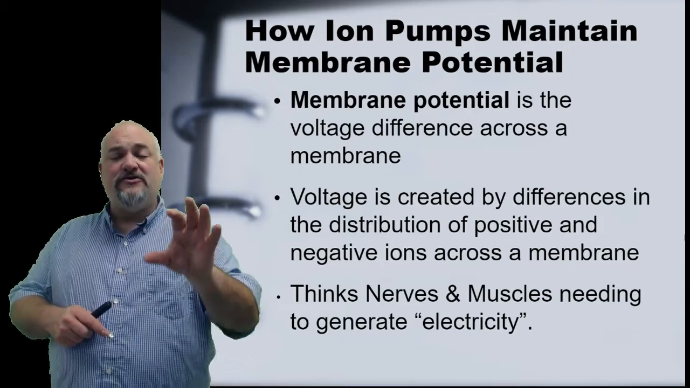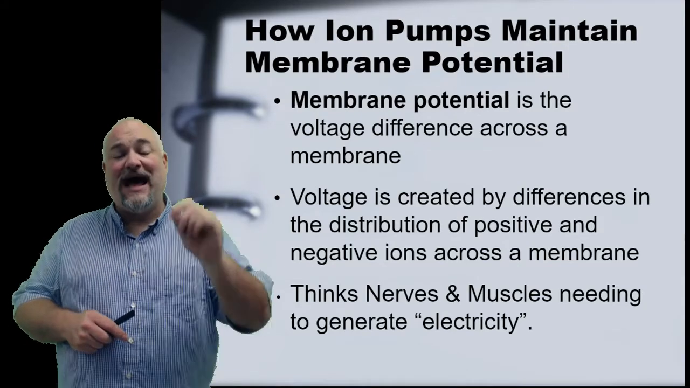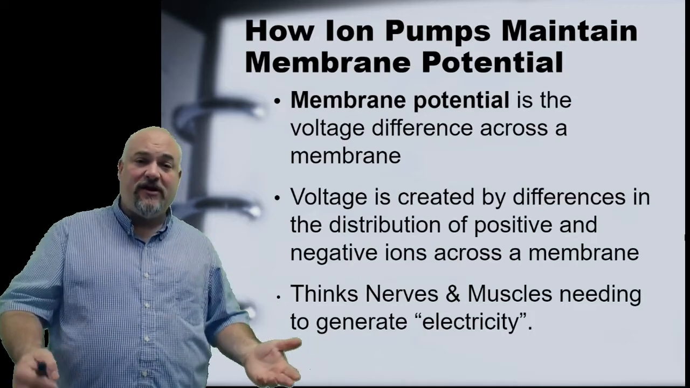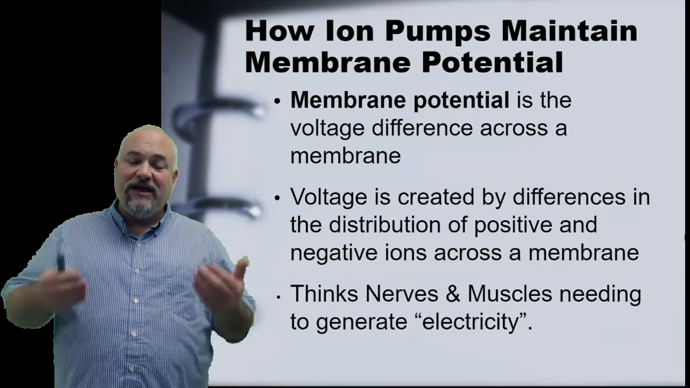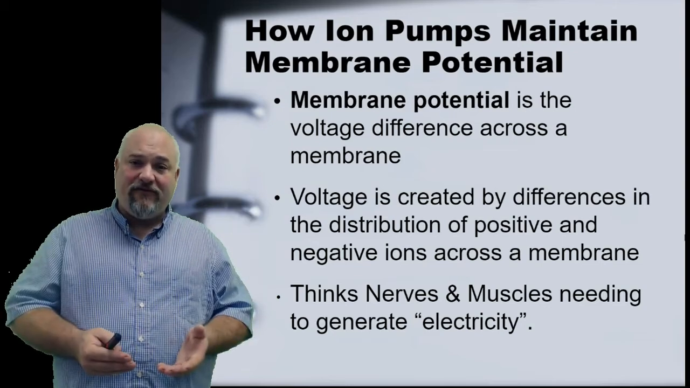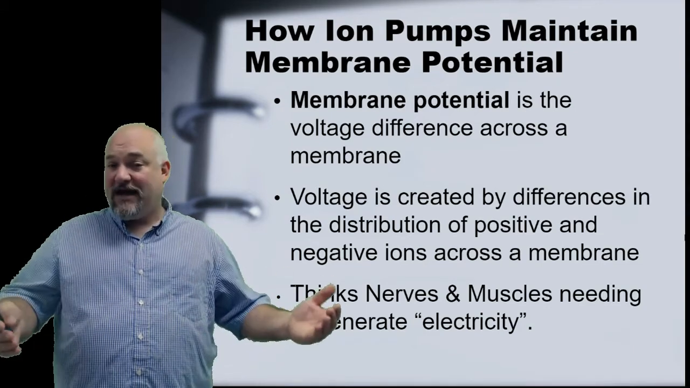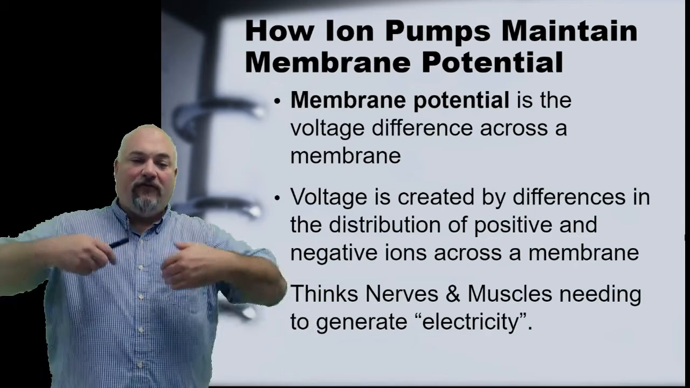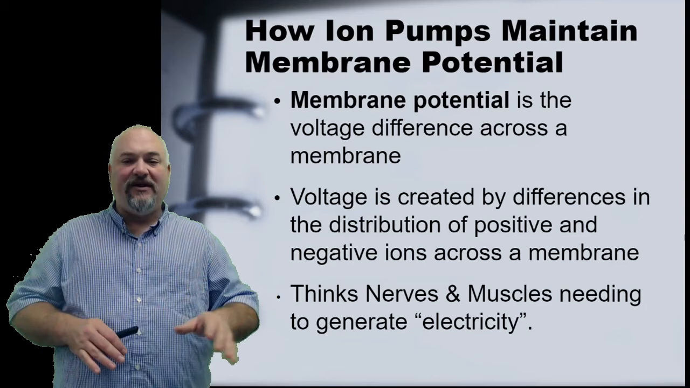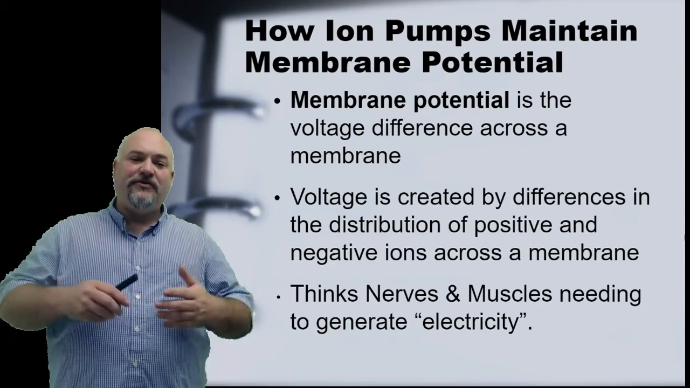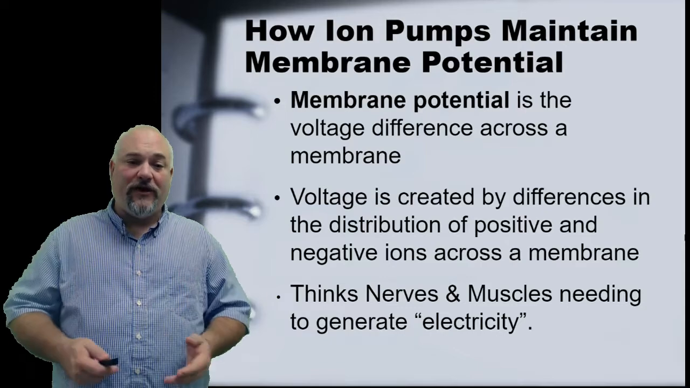In living systems, what generates electricity, guys, is the movement of charged ions. Specifically in the case we're talking about here, sodium and potassium ions across the membrane. If we can get those ions moving fast enough, it is electricity, the movement of charged particles, sodium potassium ions in this case. So voltage is created by creating differences in the distribution of positive and negative ions across the membrane. This is what gets nerves and muscles that need to generate electricity. This is how we do it.